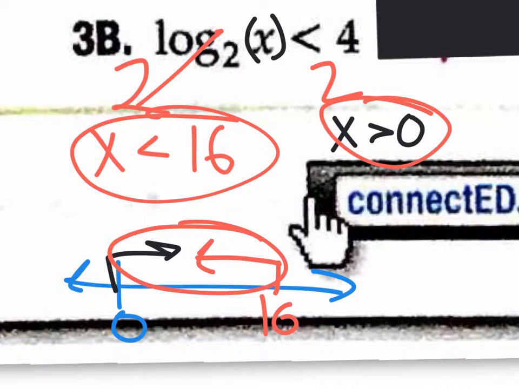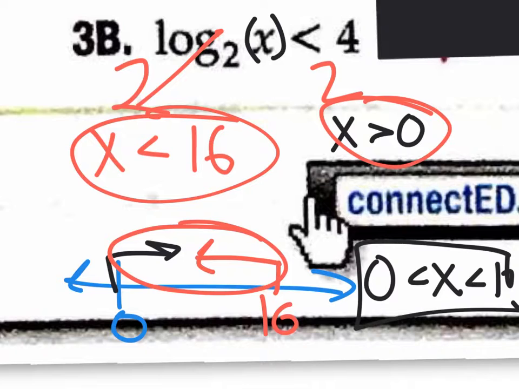And that compound inequality is going to be the x in the middle, the smaller number on the left, the bigger number on the right, 16, with less than symbols right there. So this is your compound inequality answer. 0 is less than x, which is less than 16. So it's very essential that you think about the number line and represent your overlap piece.